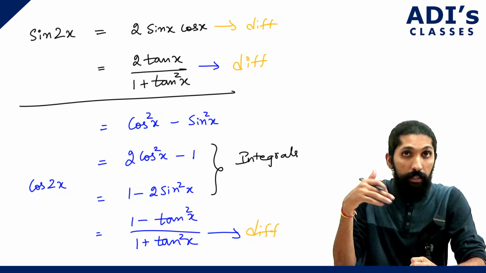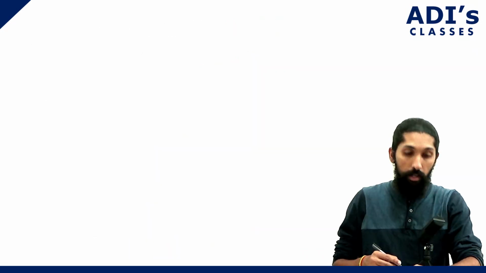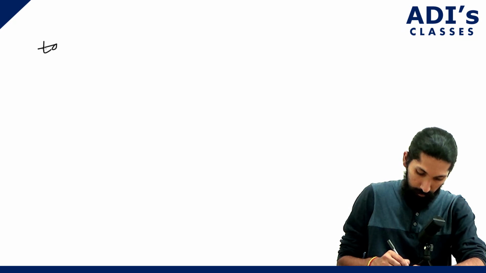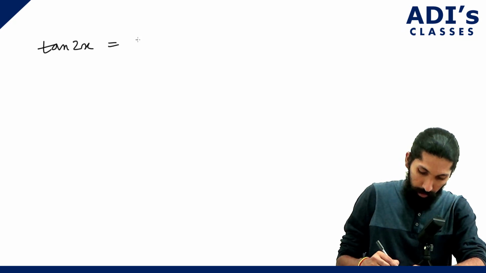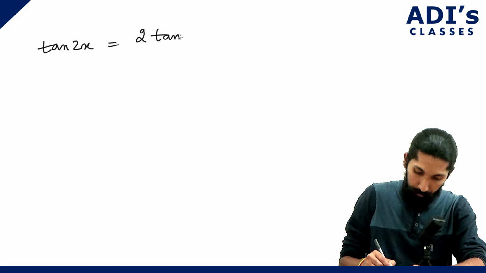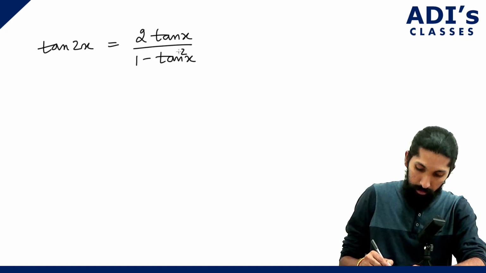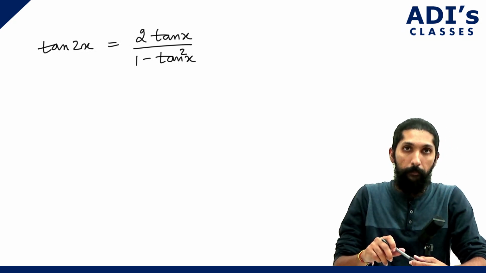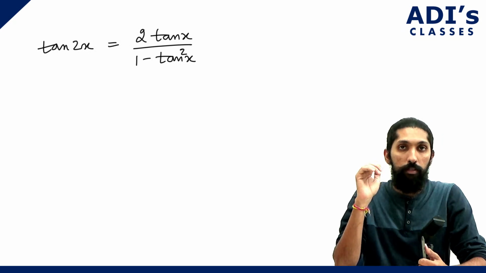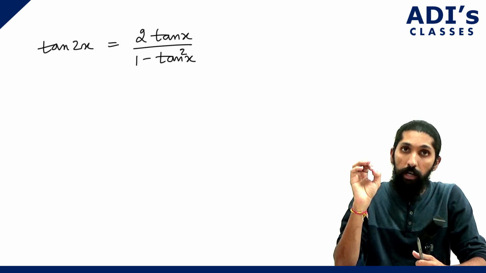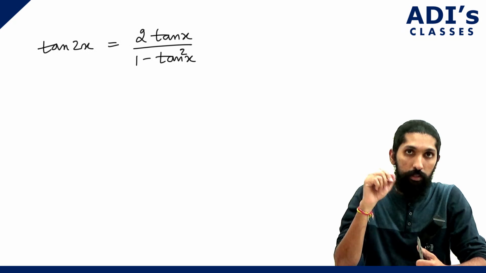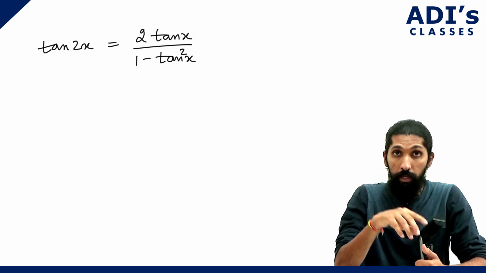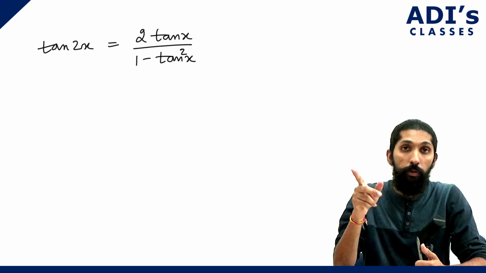Now let's recap the tan 2x formula. Tan 2x is given by 2 tan x divided by 1 minus tan square x. This is basically tan 2x. So we have sine, cosine, and tan. These are the 3 formulas for the multiple angle 2x forms.